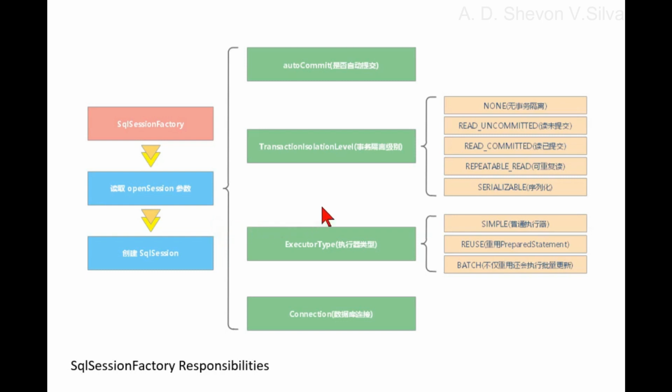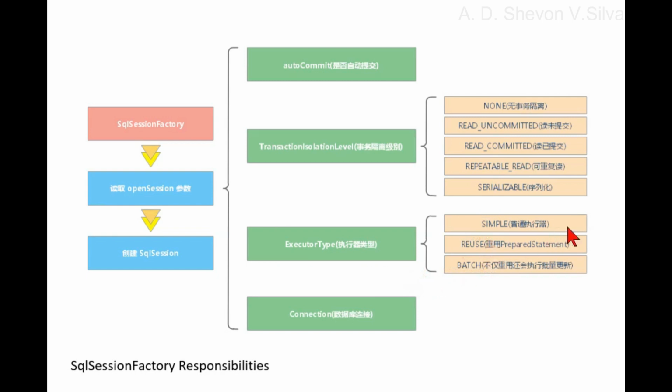Transaction isolation level represents the transaction isolation level, which corresponds to 5 transaction isolation levels. The ExecutorType enumeration type defines 3 values.